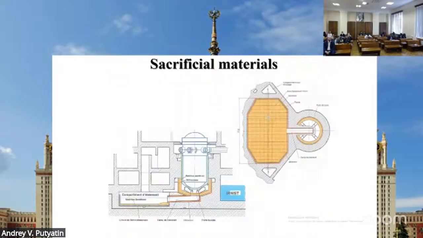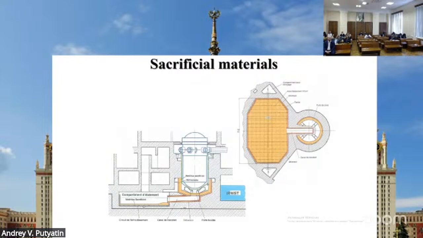And nowadays, in modern reactors, so-called sacrificial materials are used. So under the confinement, you have a special room, the walls of which are made from so-called sacrificial concrete, and you have a special trap for the melt.